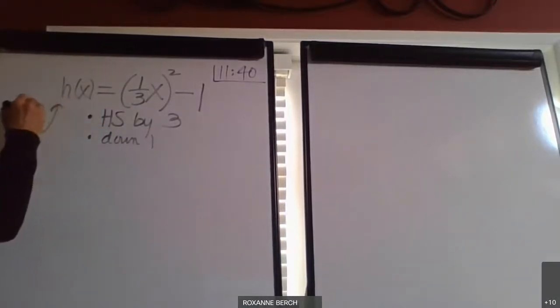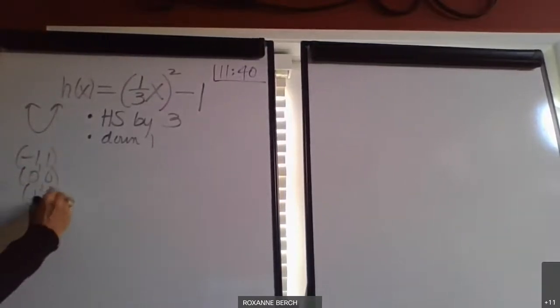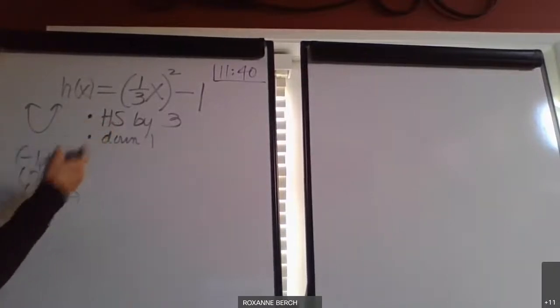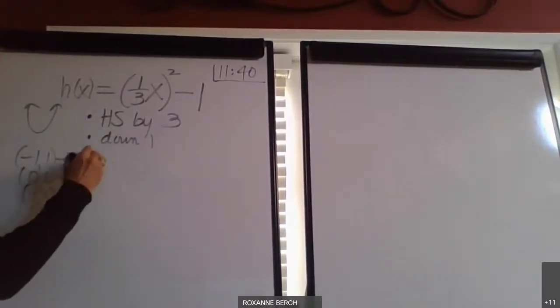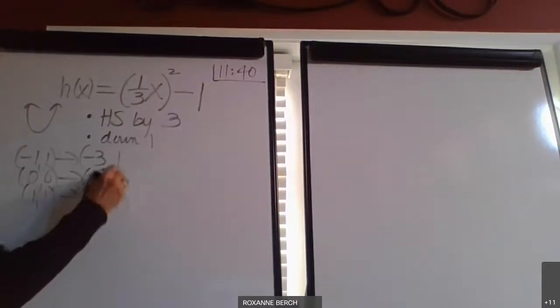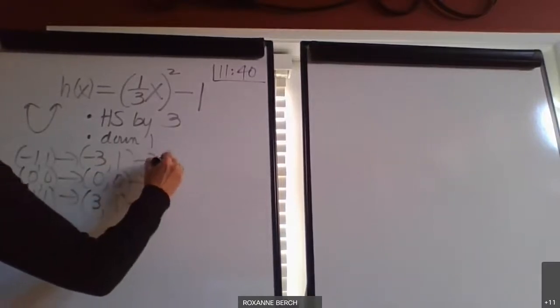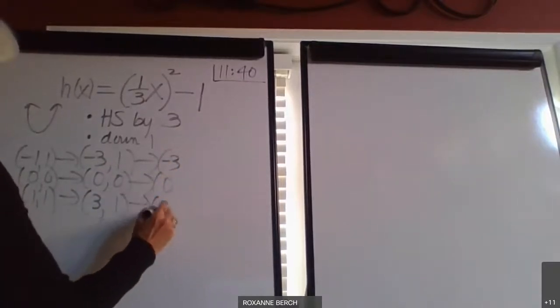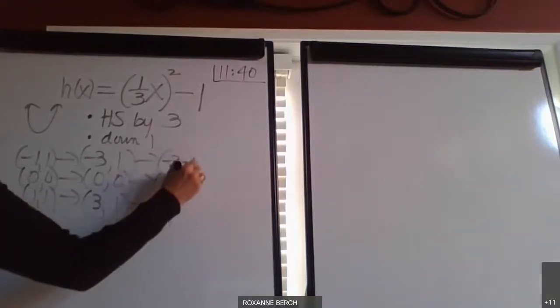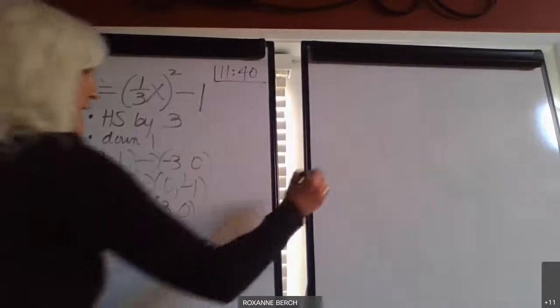So this is a quadratic, and the quadratic points are left 1, up 1, 0, 0, right 1, up 1. Horizontal stretch means multiply the x by 3, multiply the x by 3, multiply the x by 3. The y's stay the same. Down 1 means subtract 1 from the y. So subtract 1 from the y for each point, and graph.